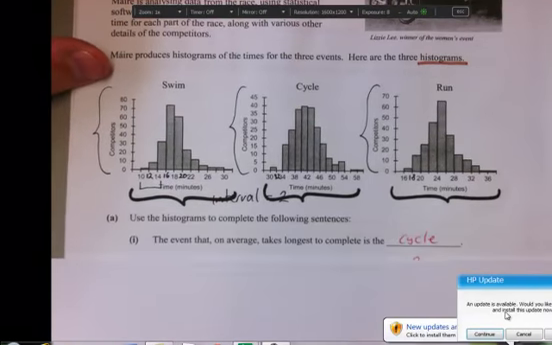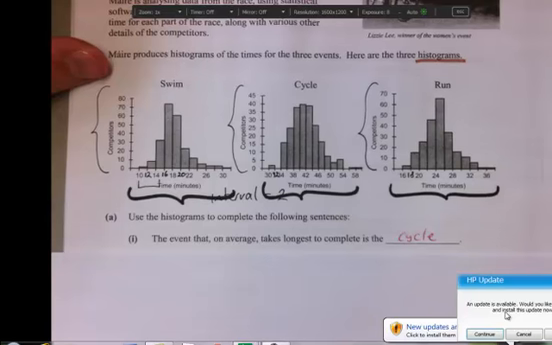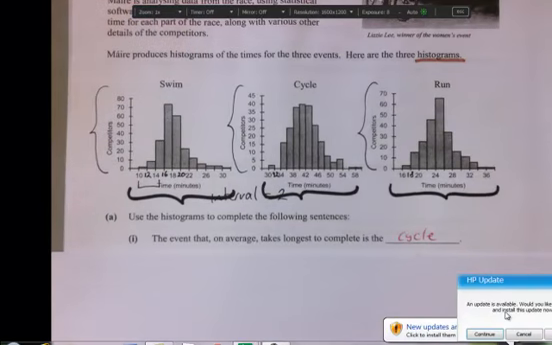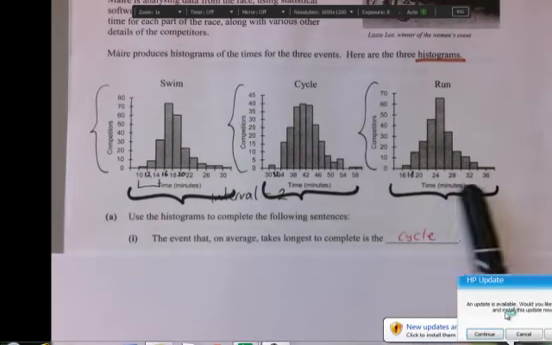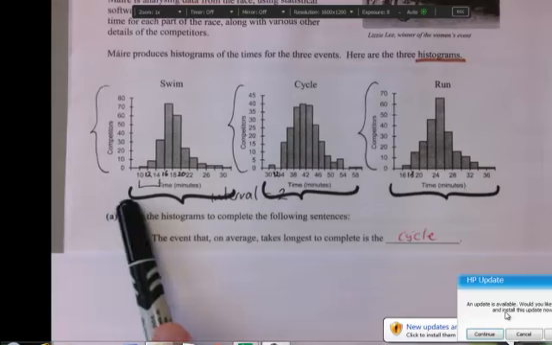So let's take a look at some of these questions. It says, use the histograms to complete the following sentences. The event that on average takes the longest to complete. So for that question, you need to take a look down here, like I've just pointed out to you, the times.